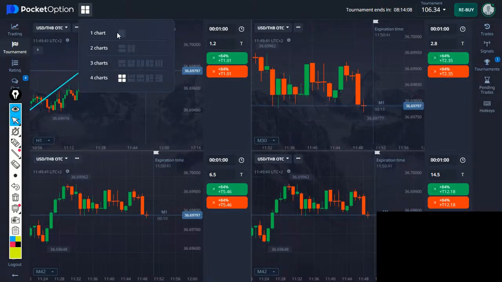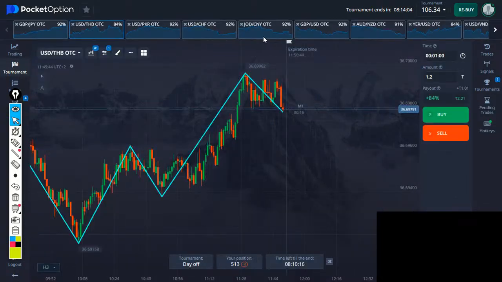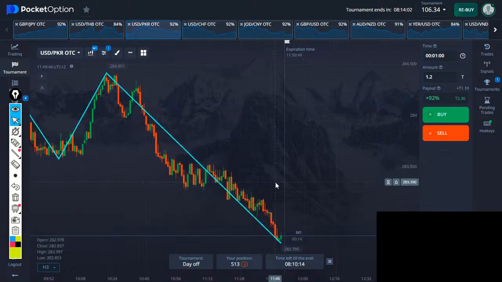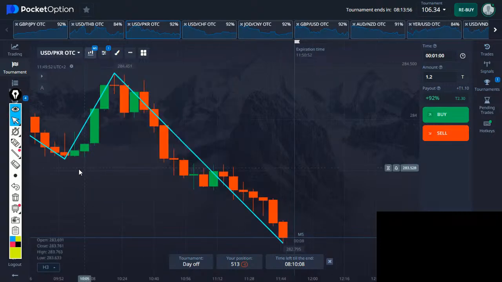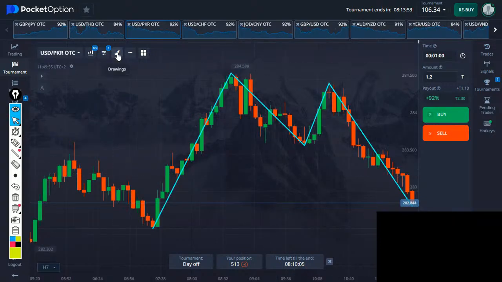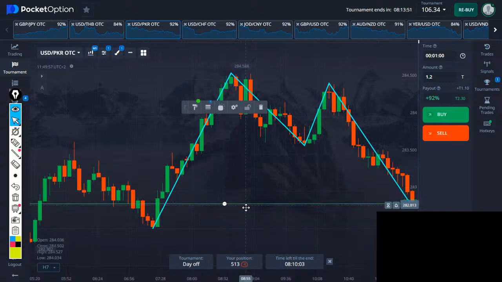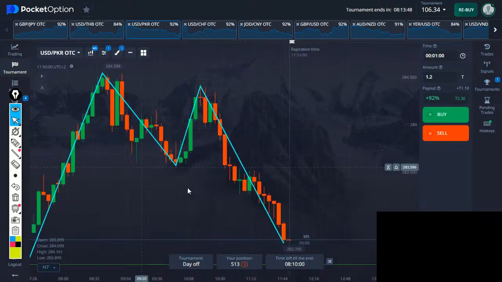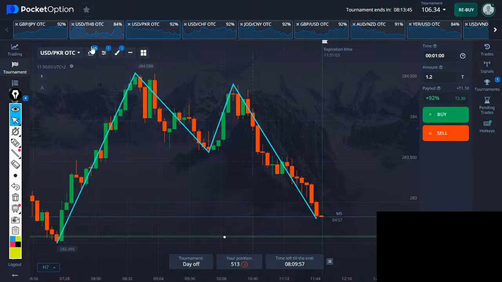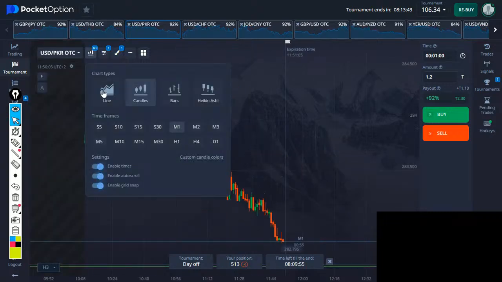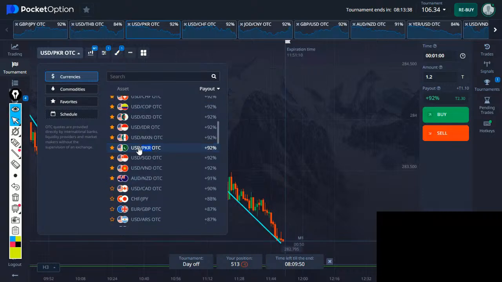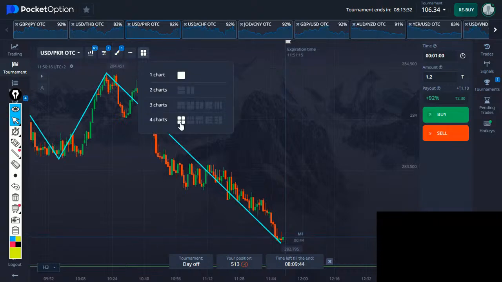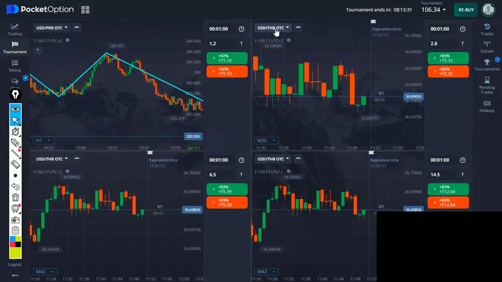Okay, I'll change. I look for something else. This is fantastic. Let me see on the 5 minutes. We have a zone. Look at this beauty. We have a zone over here. Let me set an alarm. And let's go to the 1 minute chart. Let's set up the four windows.